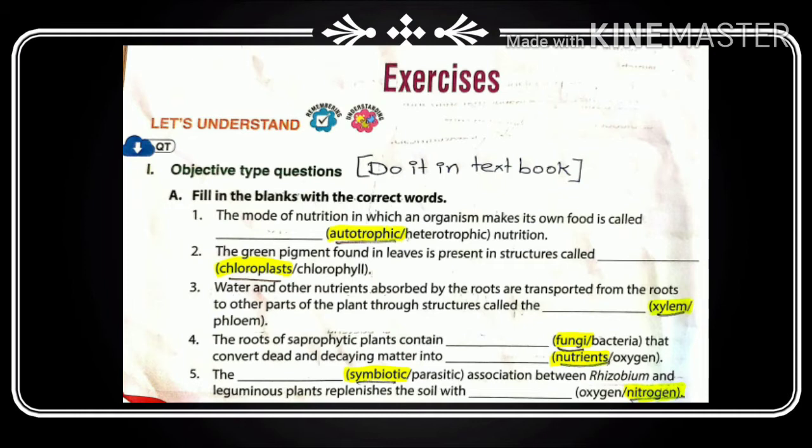That converts dead and decaying matter into nutrients or oxygen. Here oxygen is present in the atmosphere. So definitely it converts into nutrient. So answer is nutrient. Then fifth is, the dash association between rhizobium and leguminous plant replenishes the soil with dash. So here parasitic plants itself, it harms this host cell. So answer will be symbiotic. And it replenishes the soil with oxygen or nitrogen. Here oxygen itself is emitted by the plant. So the answer is nitrogen. Write it down all the answers properly in the textbook.